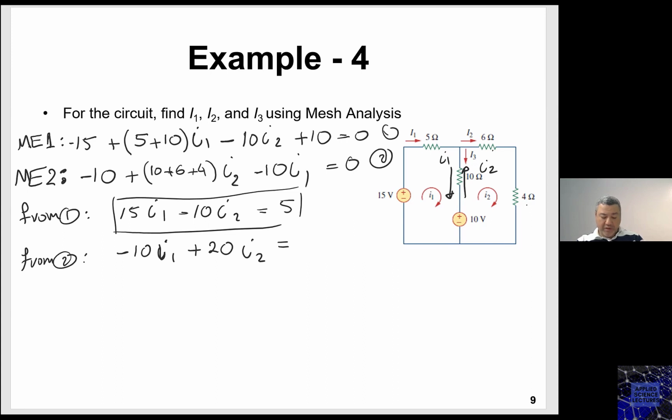I2 equals 10, minus 10 I1 plus 20 I2 equals 10. So those are the two equations that you need to solve simultaneously. Okay. Right? So if you multiply this by 2 and add them, what do you get?